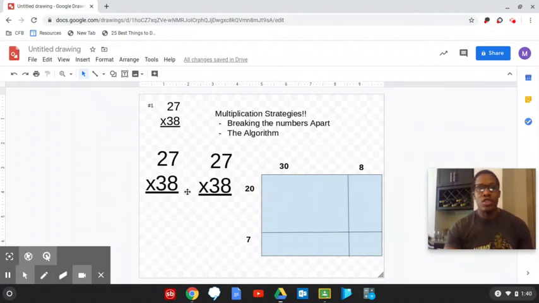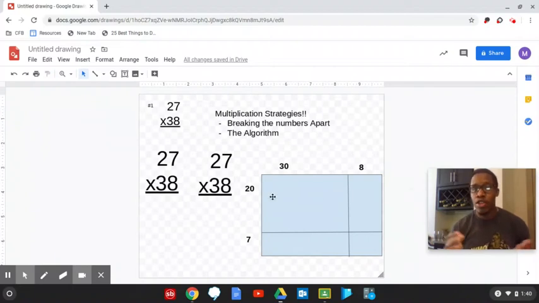Let's look at our equation, 27 times 38. How can I break apart the number 27? Perfect, 20 and 7. Next, let's look at our second number, 38. It's the bigger number, so I put it on top. How can we break apart 38? Perfect, 30 and 8. So now I've put the numbers outside of my array.